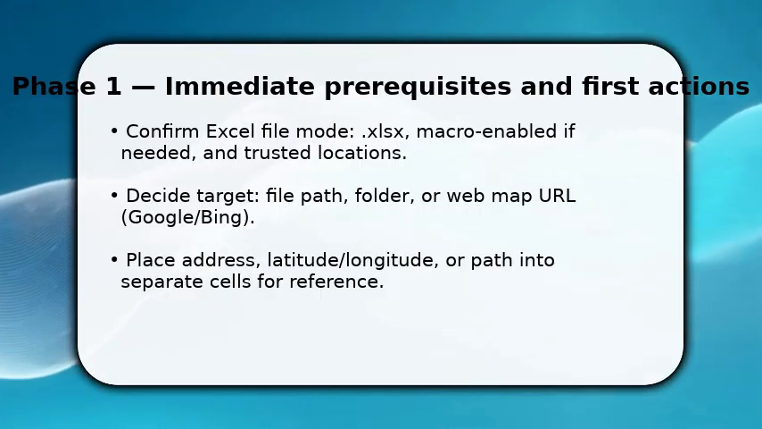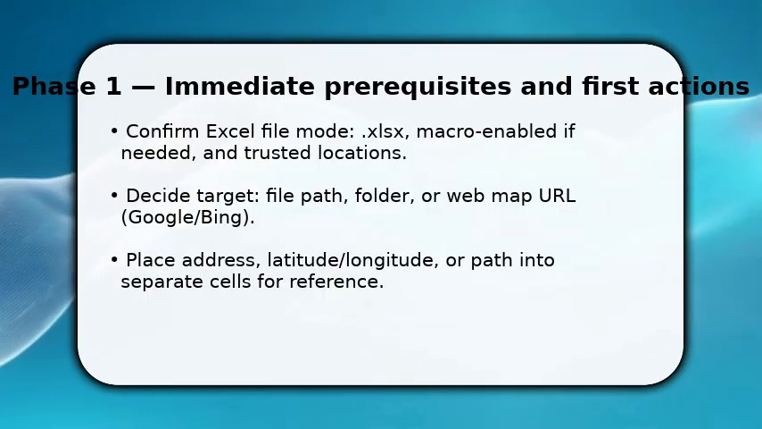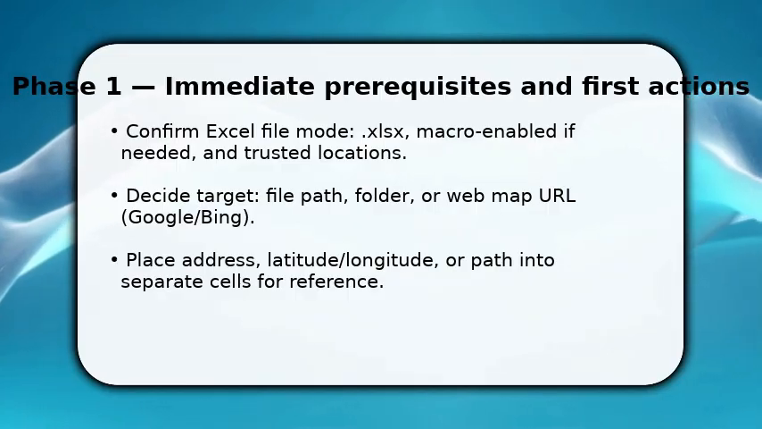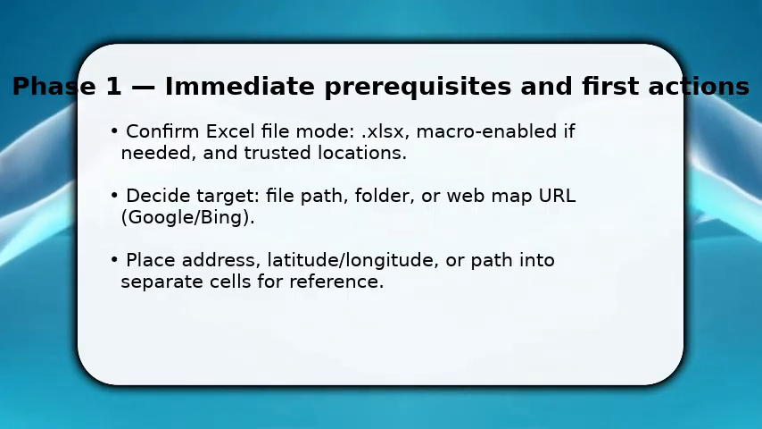Open the workbook, make sure editing is enabled, and name the cells or use absolute references so links survive moves. Once done, you're ready to build the first hyperlink formula and test it immediately to confirm the target type.